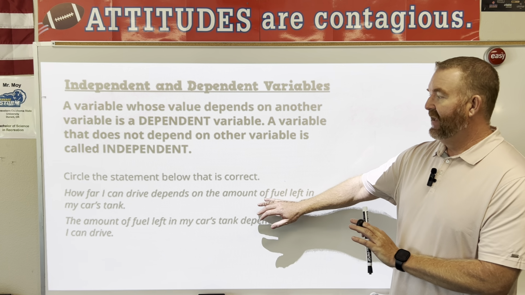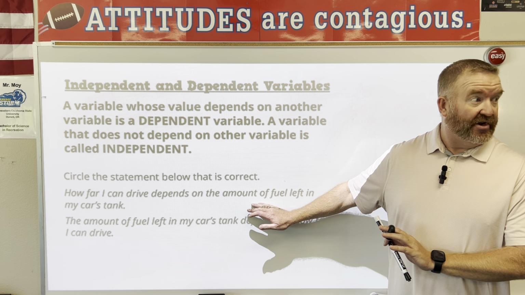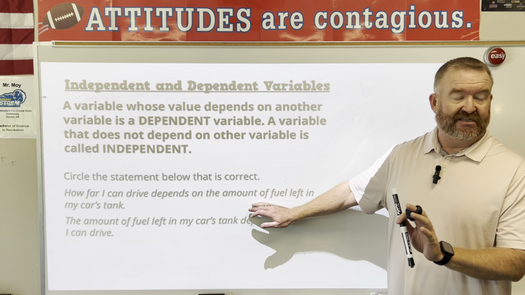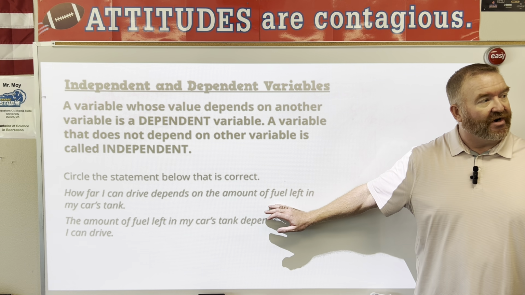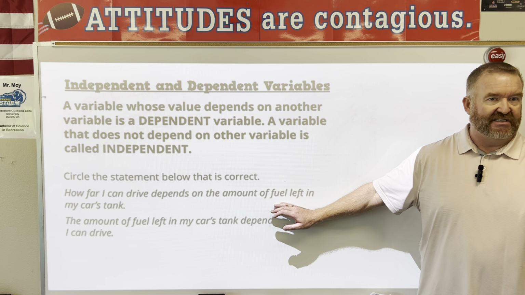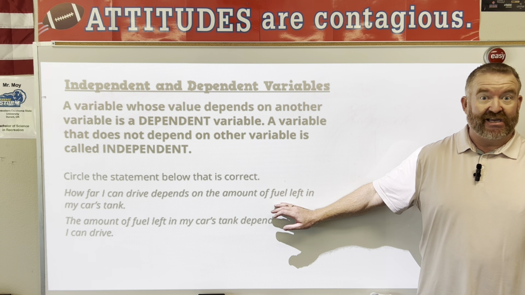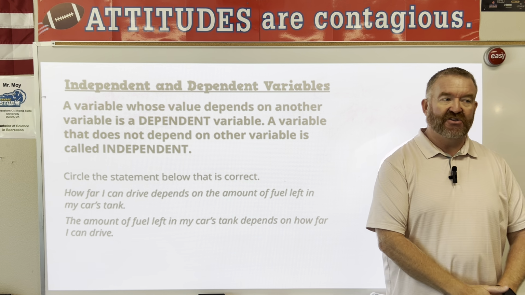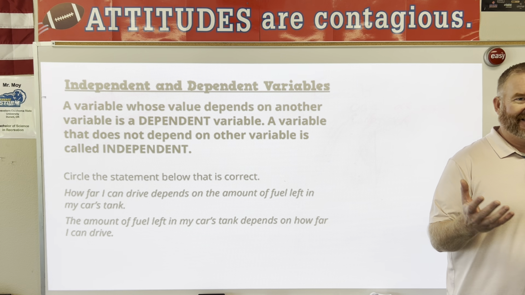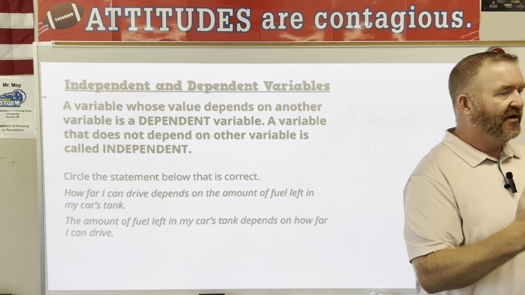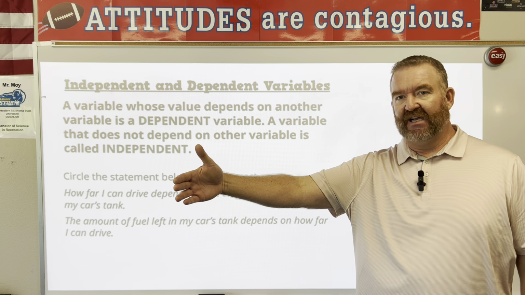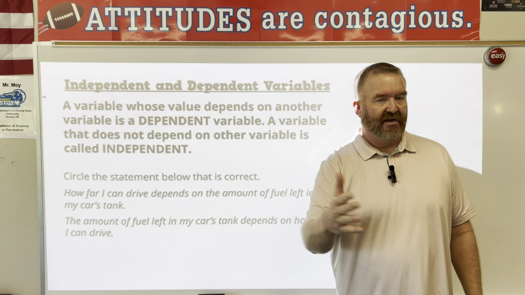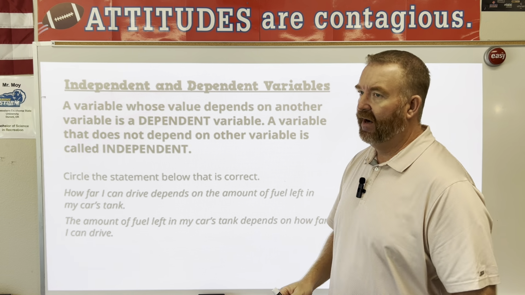Now, let's do it again. How far I can drive depends on how much gas I have in my car. Does that one seem okay? That one seems legit. Think about it. How far I can drive depends on how much gas is in my car. Does that sound right? If I don't have any gas in my car, am I going to get very far? No, I'm not. The amount of fuel left in my car depends on how far I can drive. No, it kind of seems backwards, doesn't it? You see what I'm saying? Fuel comes first, the distance comes second. That's the way I look at it. Independent comes first, the outcome comes second. Input, output. We'll talk more about input, output when we get to domain and range.